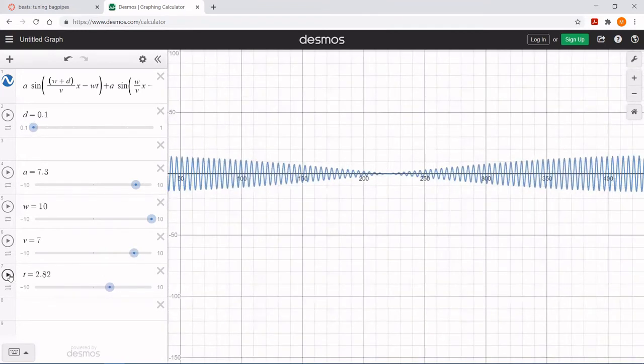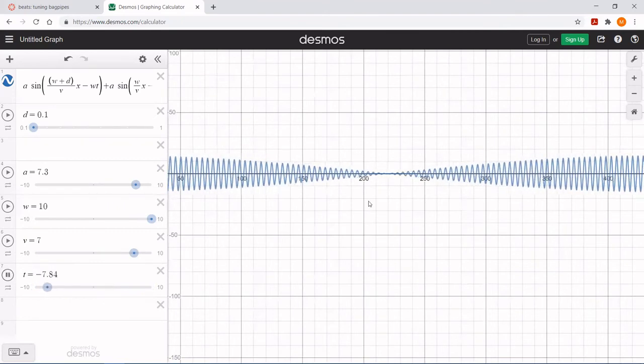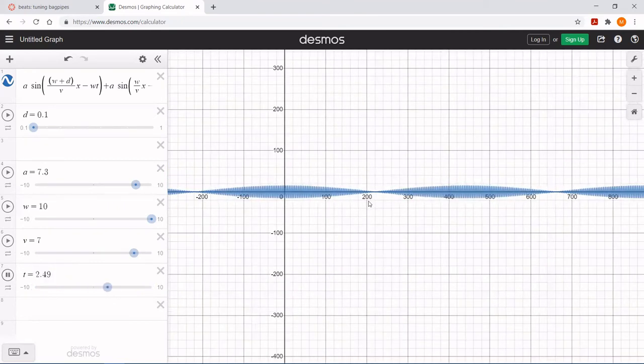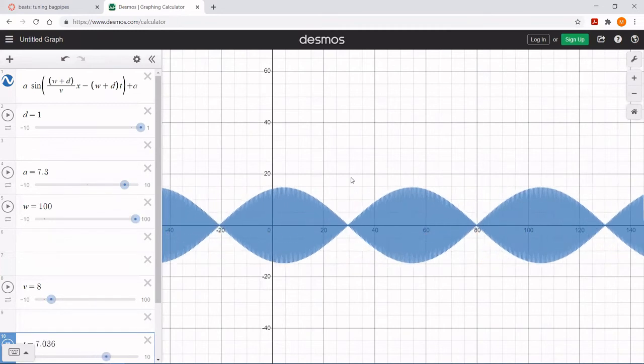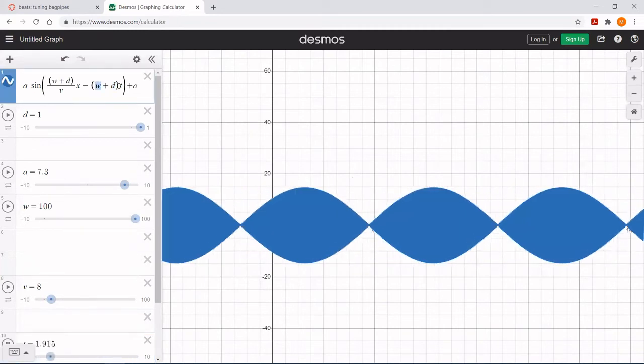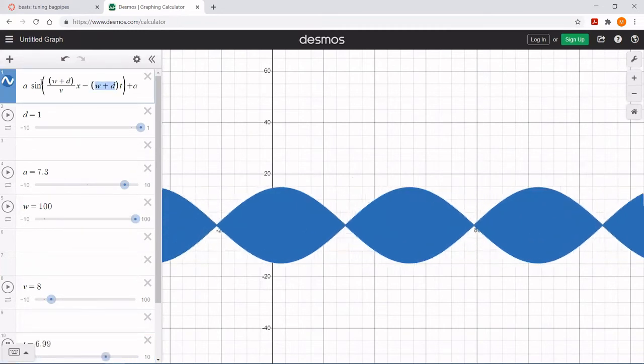And then put this thing in motion. Also not what I expected. Let me sort this out. Okay, I figured out what I was doing wrong, and some of you probably caught this. I forgot to update the frequency in the second wave.